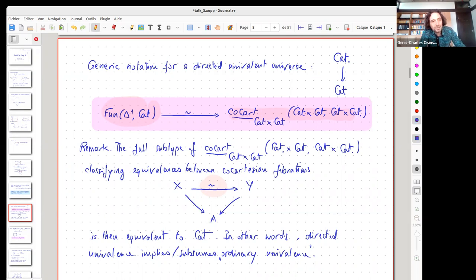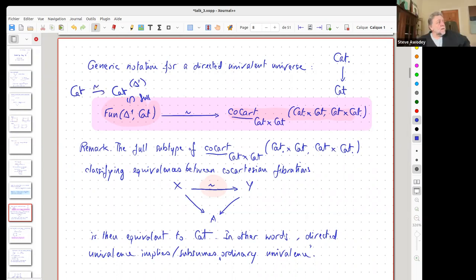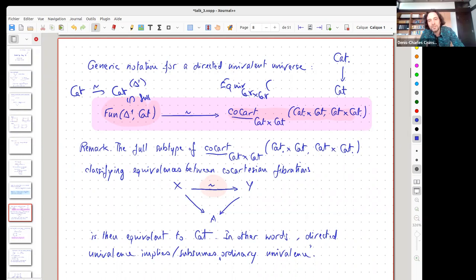Because you see, the point is that the subobject, maybe we did define it this way, which is full here. This is a path object of the universe, and therefore an equivalence. And so what we are saying in fact is that if we restrict to equivalences here, and then do the same thing as what you get here, you will have an induced equivalence. And this induced equivalence is literally classical univalence.